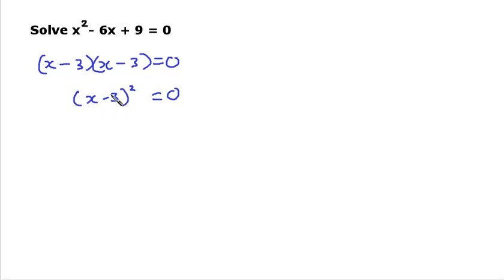Now when we have a situation like this, what we're saying is that both of the solutions to the equation are the same. So we only have one case, and that is when x minus 3 is equal to 0. So that means that x will equal plus 3, and that will be the only solution for our equation.